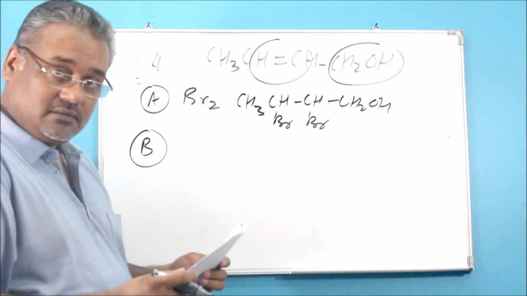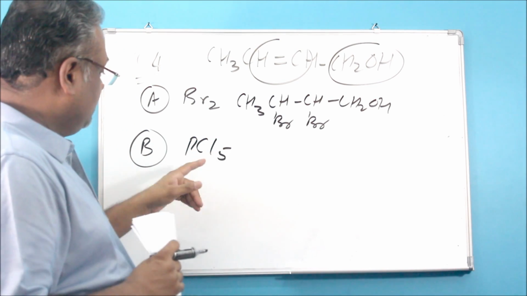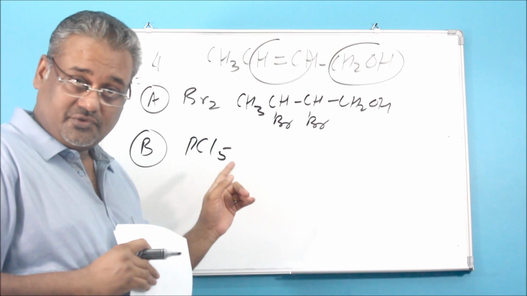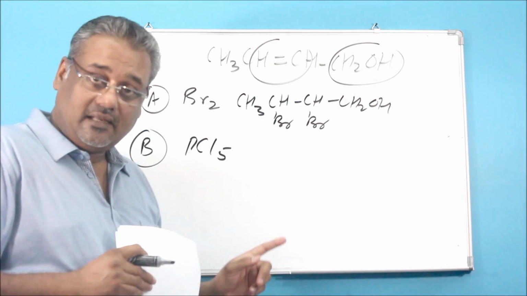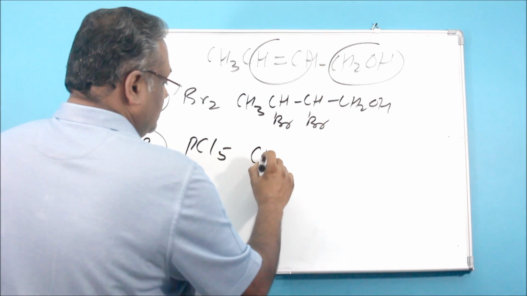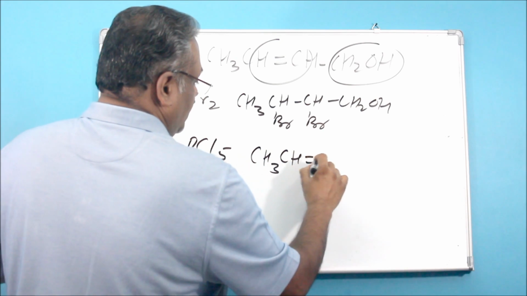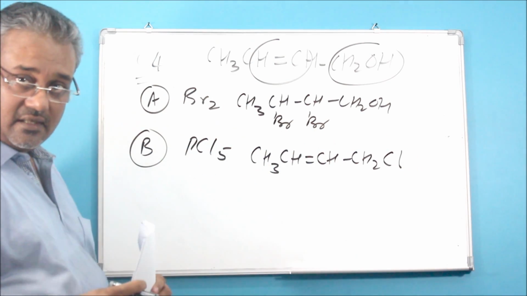If you look at B, the reaction with PCl5, this is a reagent for nucleophilic substitution of alcohol. That means you can remove the OH and replace it with Cl. This is in topic 17 of your syllabus. So CH3, CH, double bond CH, CH2, Cl. That's the answer for this question.